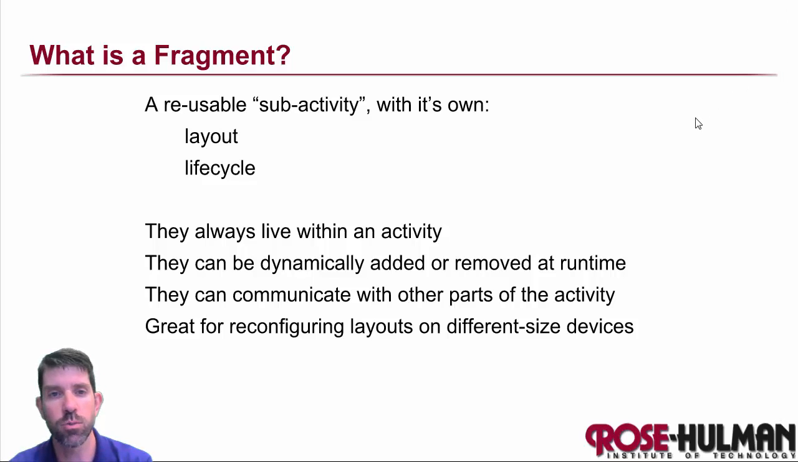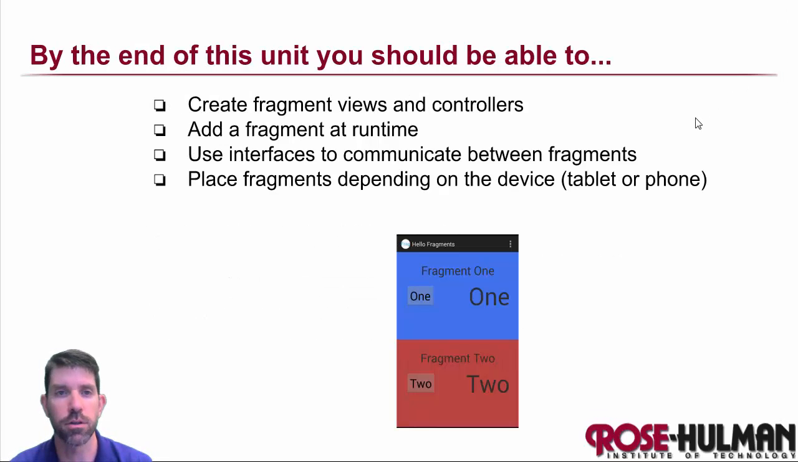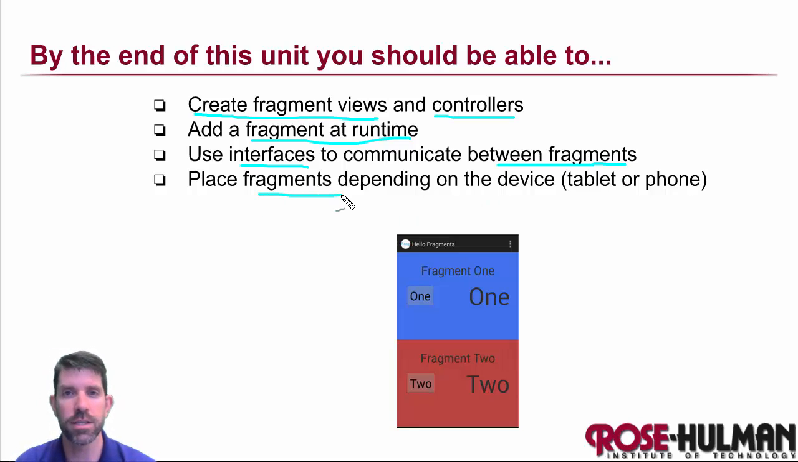So how do we do this? What do we need to know in order to be able to learn this? By the end of the unit, here are the things that you should be able to do. Number one, you should be able to create fragment views and controllers. They're going to be very similar to activities. You should be able to add them at runtime, like I showed you. You should be able to use interfaces to communicate between fragments, and we'll see that that's just good object-oriented design. And finally, you should be able to place fragments depending on the device. We'll take a look at that towards the end of the lab.